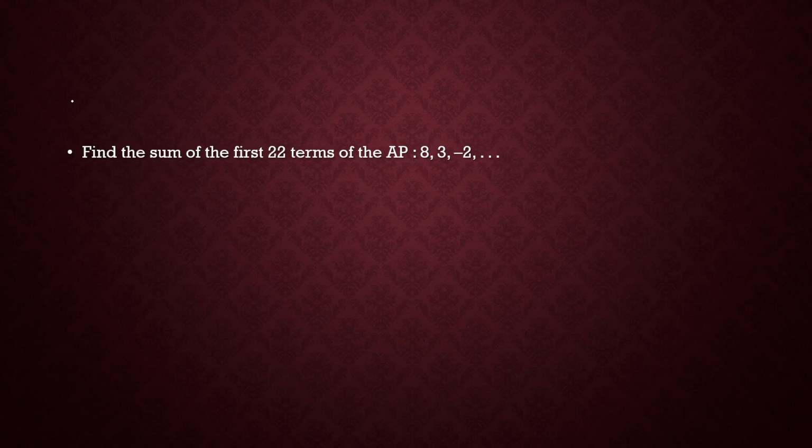The first question you have here is to find the sum of first 22 terms of the given AP. So first you have to write the given. What is given to you here? The first term is equal to 8. The common difference is equal to 3 minus 8, that's equal to minus 5. Now they have asked for the sum of 22 terms, that shows that the value of n is equal to 22.